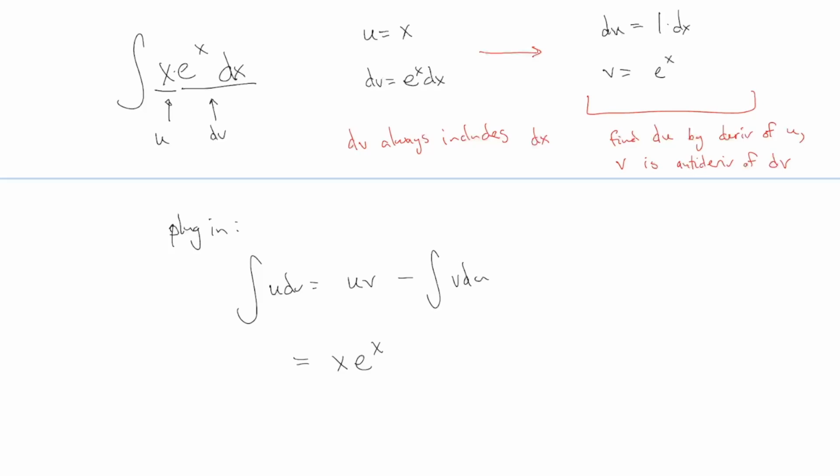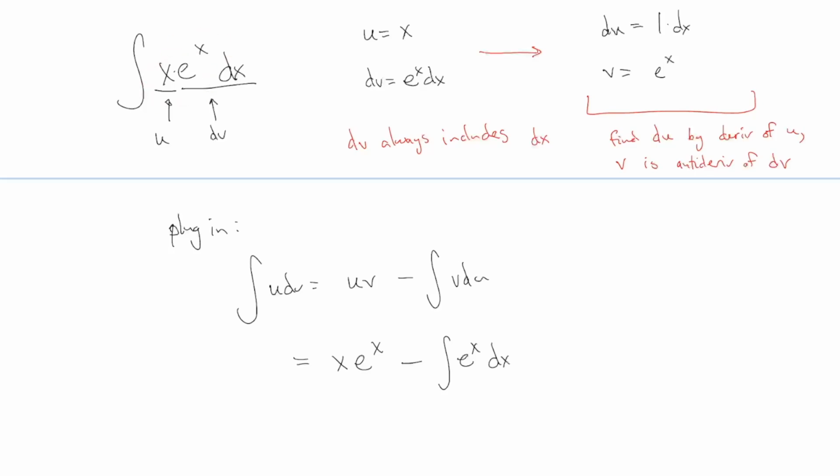Those guys are not inside of an integral anymore. They're just hanging out there. And then minus integral v is e to the x, du is dx, right? 1 times dx. So we just plugged everything in. Now, we're not done with this whole problem at this point because there's still an integral here, but hopefully this integral is now easier than what we started.